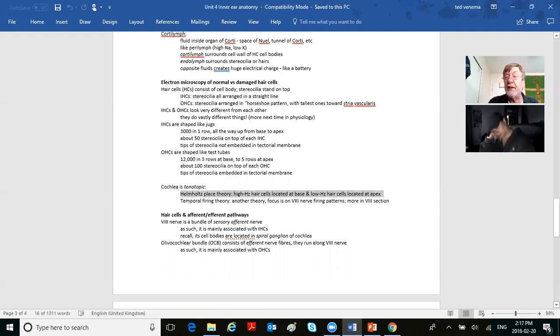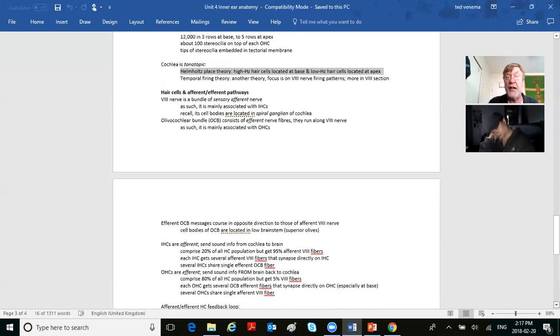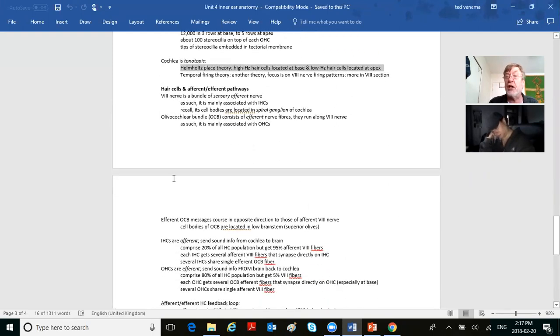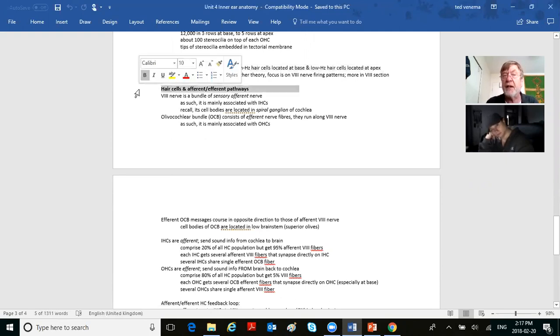We're now winding down toward the end of our anatomy section on the cochlea. We're getting to the top of page 4. Here we're at the very bottom of page 3, and let's read this together. Eighth nerve is a bundle of sensory afferent nerve fibers. As such, it is mainly associated with the inner hair cells. Its cell bodies are located in the spiral ganglion of the cochlea. You've seen that now.